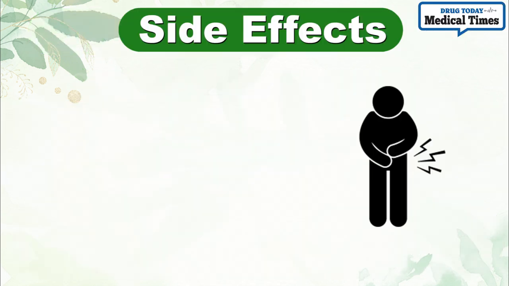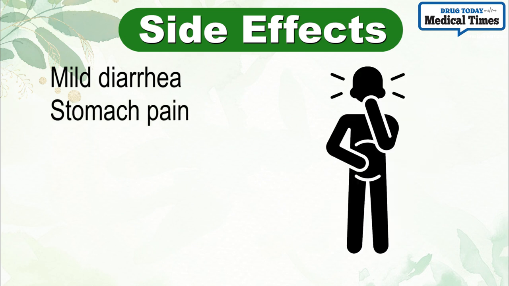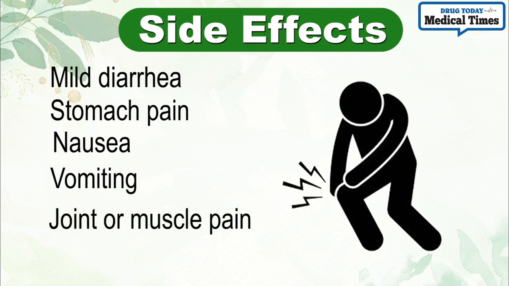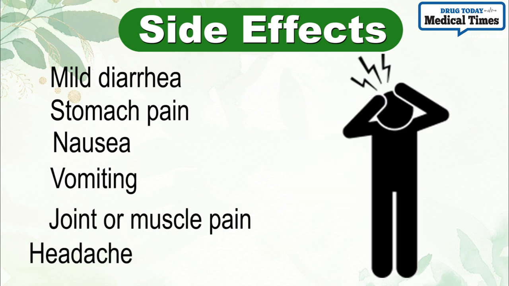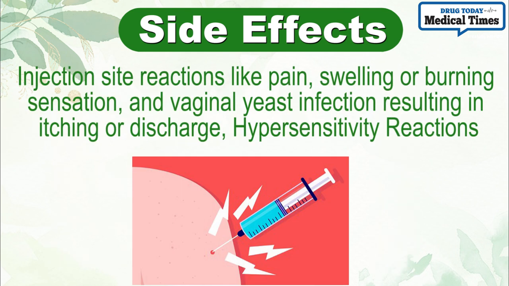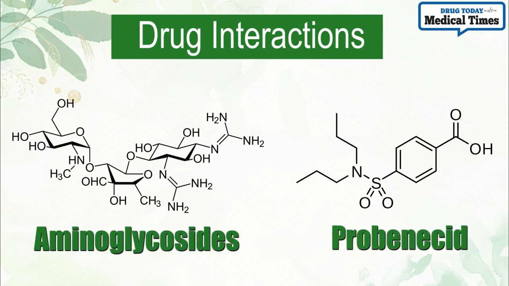Side effects: mild diarrhea, stomach pain, nausea, vomiting, joint or muscle pain, headache. Injection site reactions like pain, swelling, or burning sensation, and vaginal yeast infection resulting in itching or discharge. Hypersensitivity reactions. Drug interactions: aminoglycosides, probenecid.